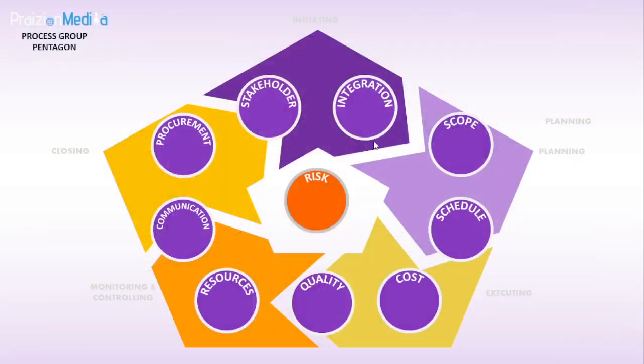Finally, risk management deals with managing uncertainty. Procurement management deals with contracts and vendors and procurements. And stakeholder management deals with ensuring that your stakeholders are happy and engaged.